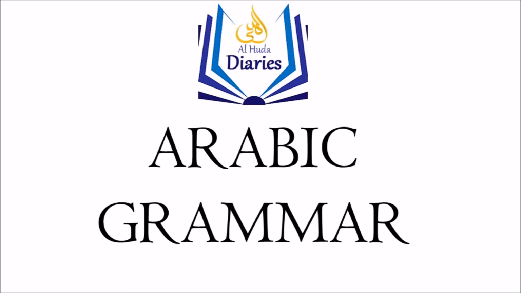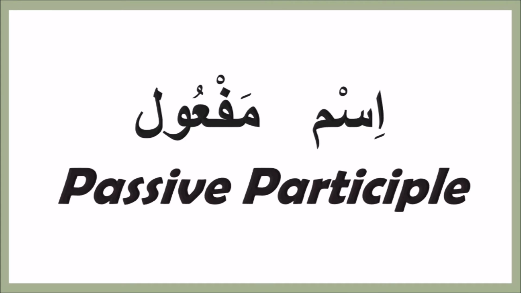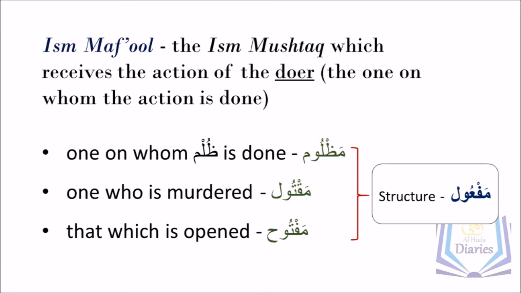Today we'll be learning about the second type of Asma Mushtaqa. Previously we learned of Asma Mushta'il. So today we'll be learning about Ism Maf'ool. Ism Maf'ool is the Ism Mushtaq which receives the action of the doer. It is the receiver of the action, the one on whom the action is done.